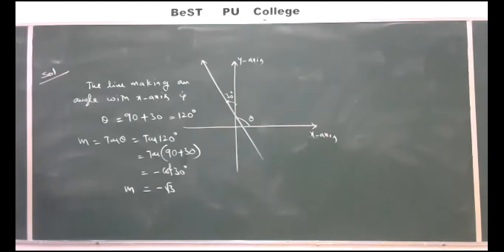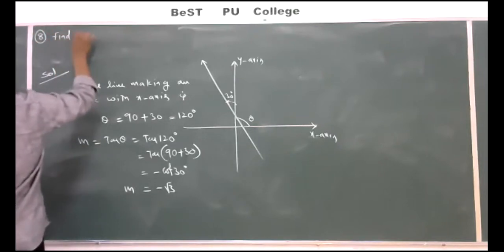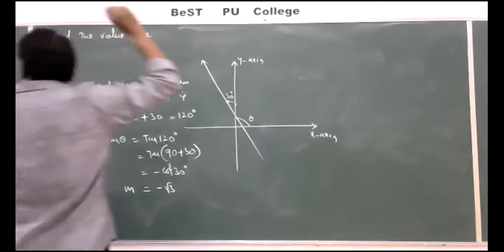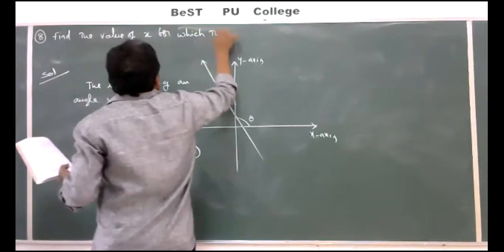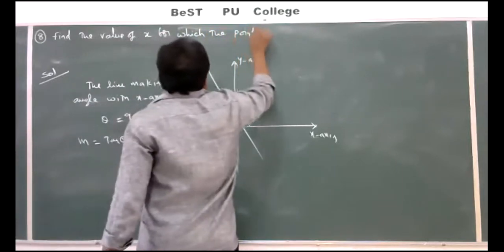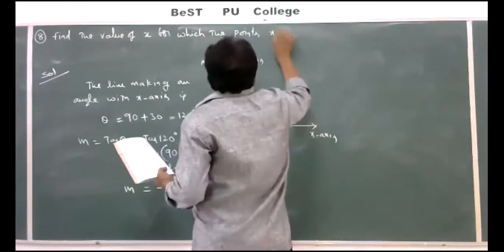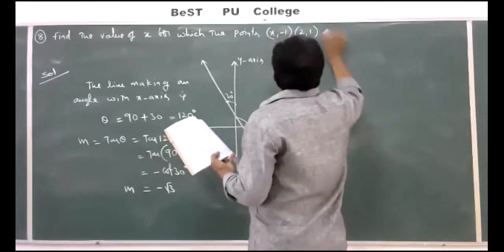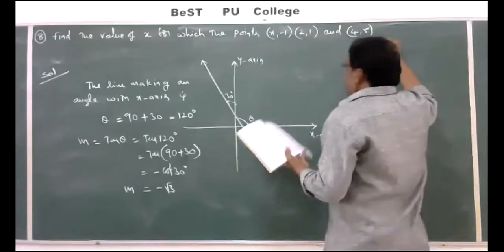That's the seventh problem. Eighth problem. Find the value of x for which the points x comma minus 1, 2 comma 1 and 4 comma 5 are collinear.